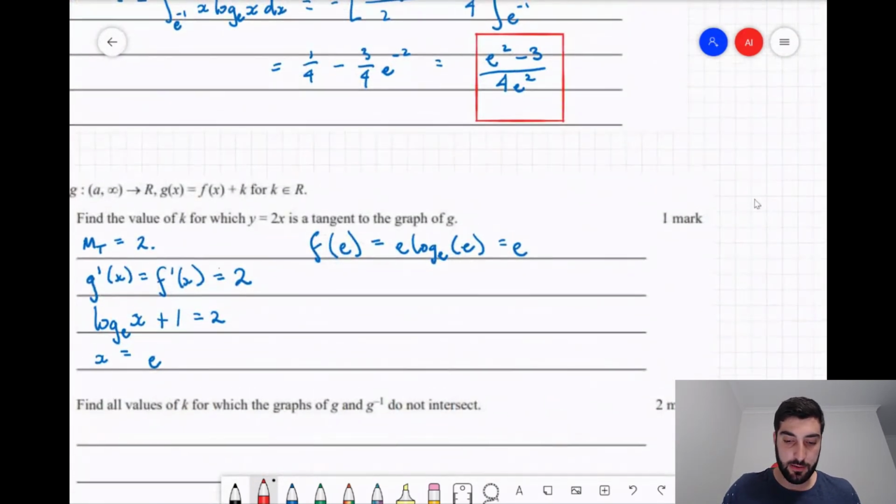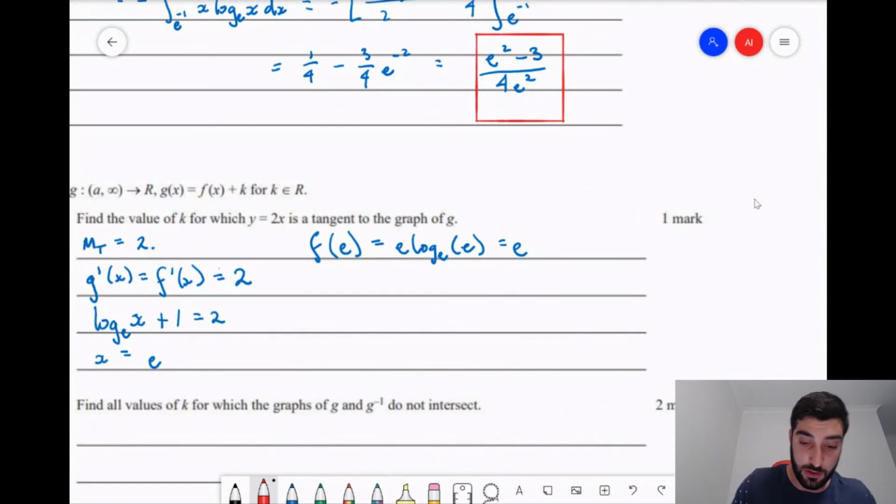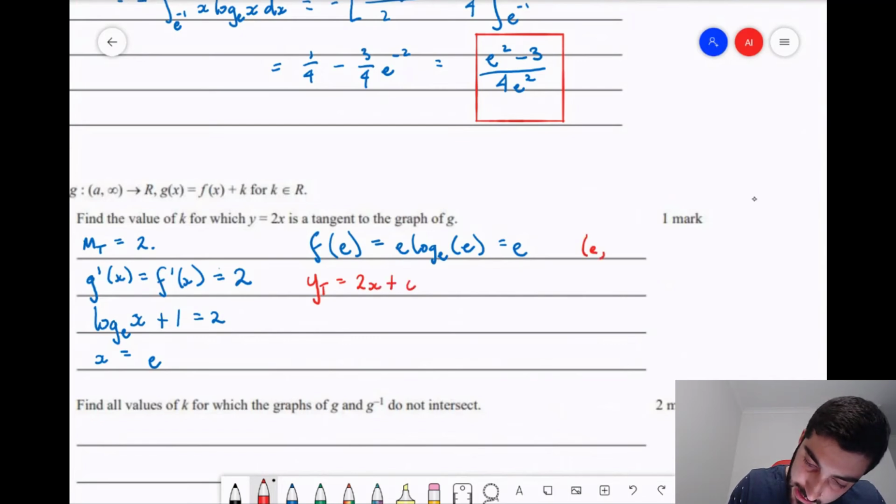So we'll need to finish off working out the equation of the tangent. So y of t is equal to 2x plus c. We know it runs through the point e. So then we've got e is equal to 2e plus c. So c would be equal to minus e. Therefore the equation that we worked out, the tangent to f, is equal to 2x minus e.